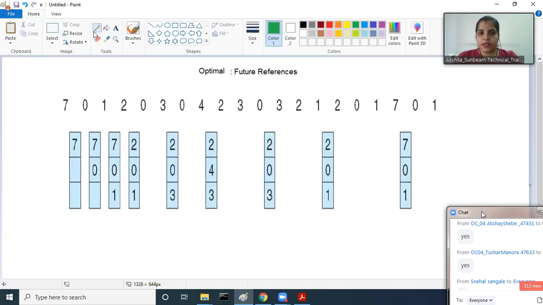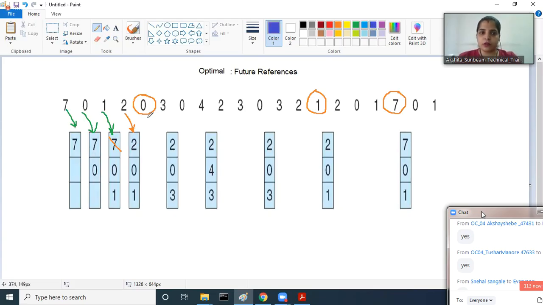Future reference string: 7 loaded, 0 loaded, 1 loaded. Now comes the point of 2. I have to load 2, but out of 7, 0, 1, which is the farthest? 0 will be used next, 1 will be used again here, 7 is the farthest, so I will replace 7 with 2. The page which will be used farthest in your future reference string will be replaced.